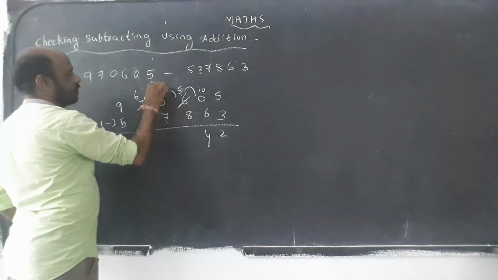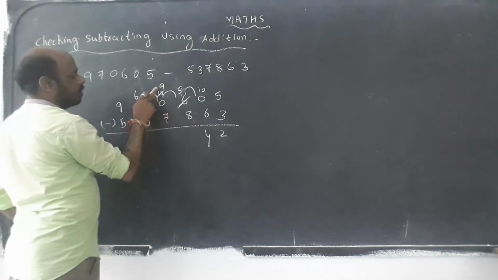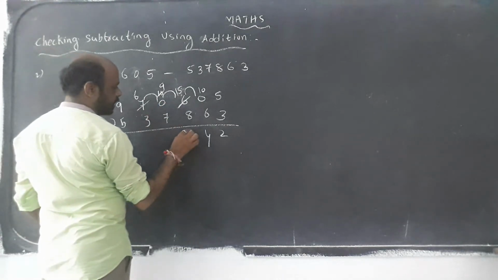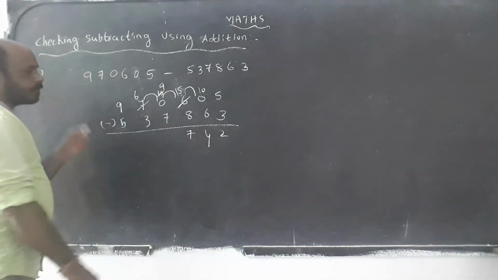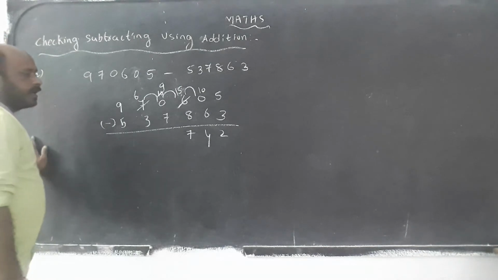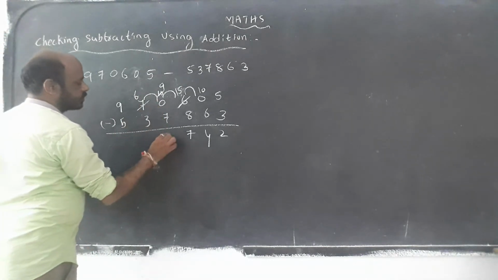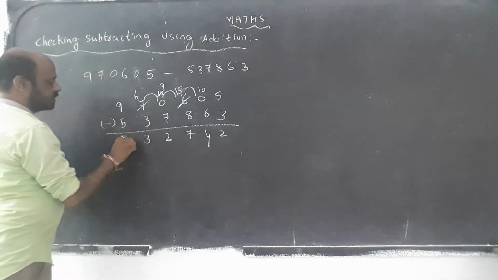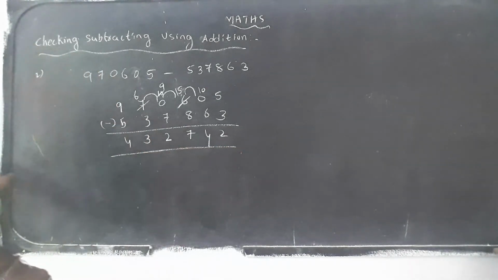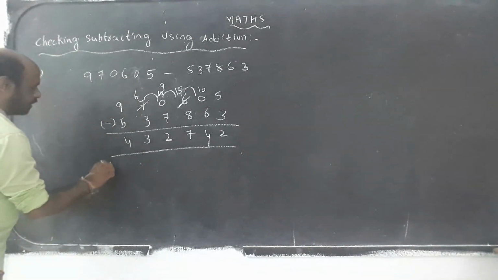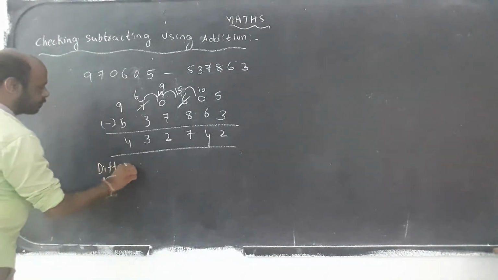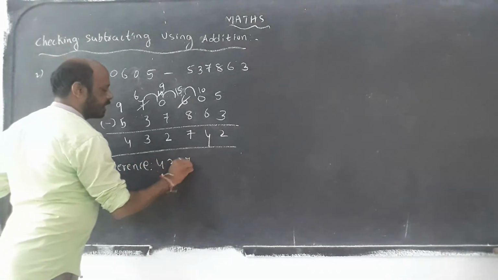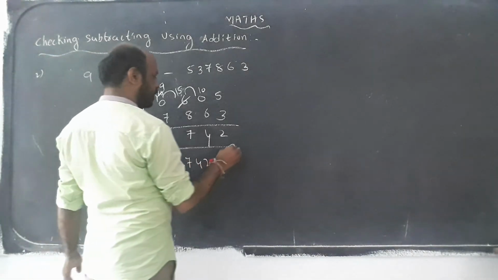From here it becomes 10, again we take a borrow from the next number, 10 becomes 9, 5 becomes 15, 15 minus 8 is 7. 9 minus 7 is 2, 6 minus 3 is 3, 9 minus 5 is 4. How much difference did we get? 4 lakhs, the difference is 4,32,742.